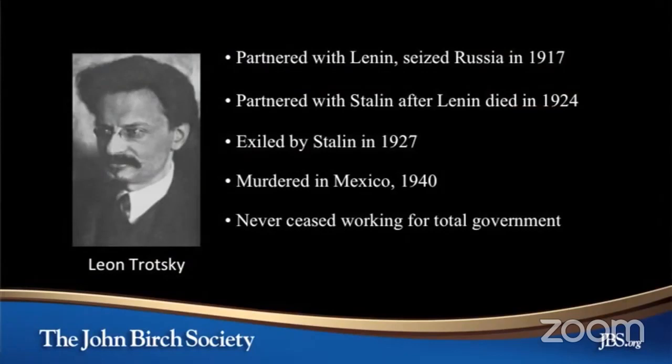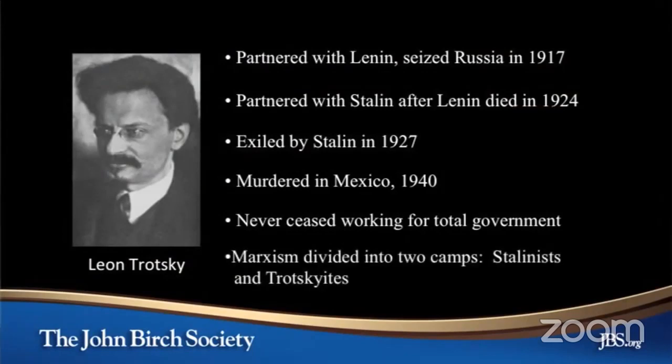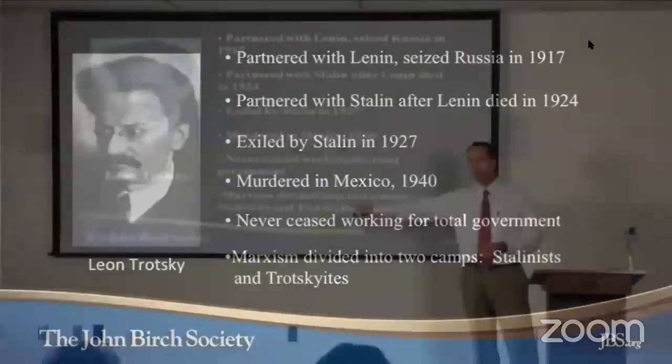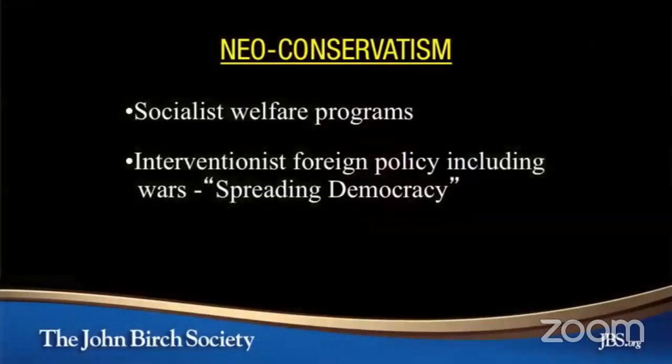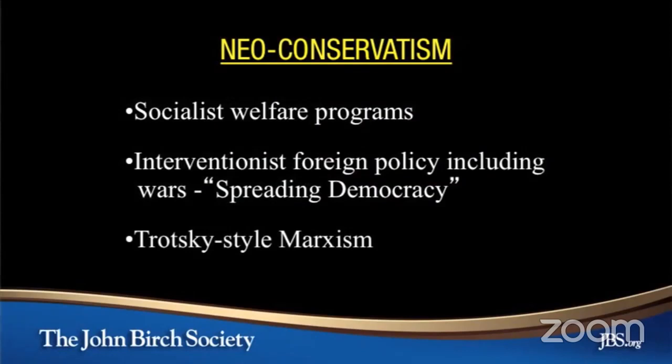In particular, the separation between Trotsky and Stalin divided Marxism into two camps. So those that look to Karl Marx today typically identify with either Stalin or Trotsky as what version of Marxism they adhere to. There's a division now. Okay, so here's our three main points. Socialist welfare programs, interventionist foreign policy, including wars, spreading democracy, that word internationalist was used, and Trotsky-style Marxism defines a neoconservative. I find that astounding.